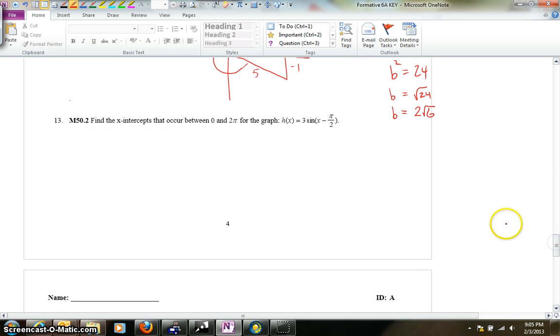And number 13, I want to know the x-intercepts. The graph looks like this. We have shifted the entire graph pi over 2 to the right. When the amplitude is 3, that's not going to affect our x-intercepts. It's just going to make our peaks higher and our troughs lower.